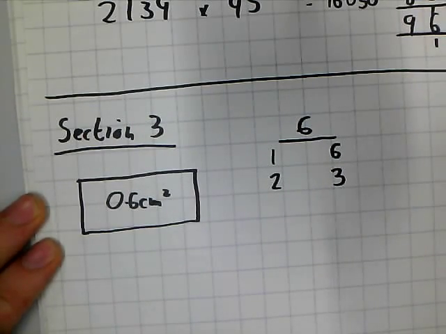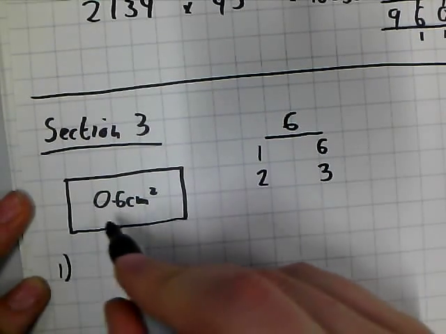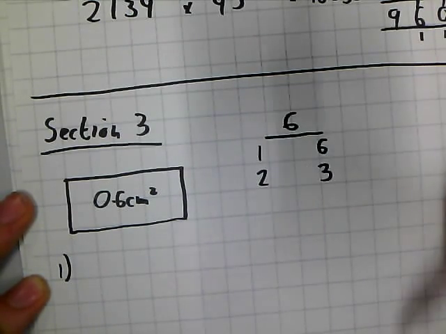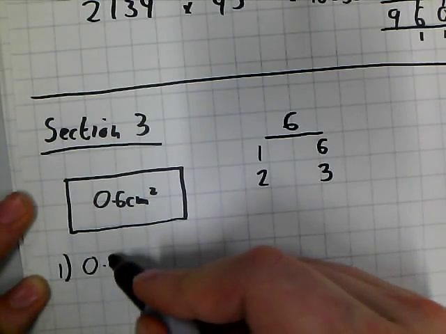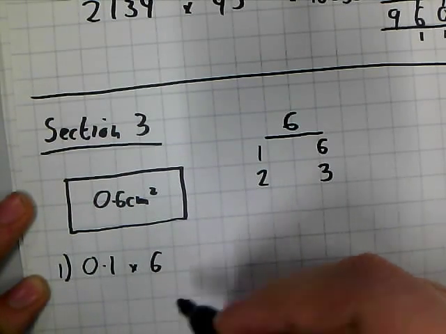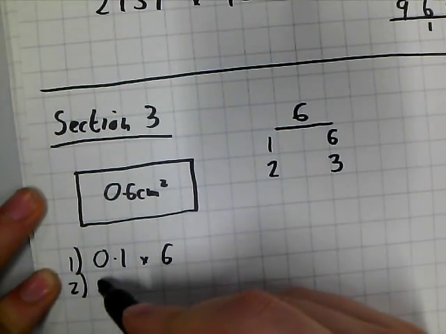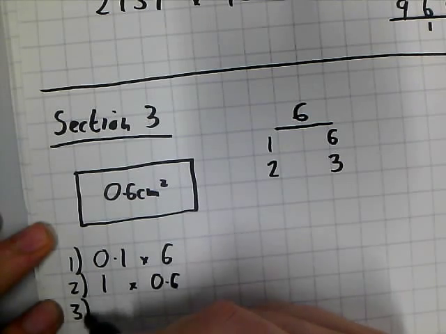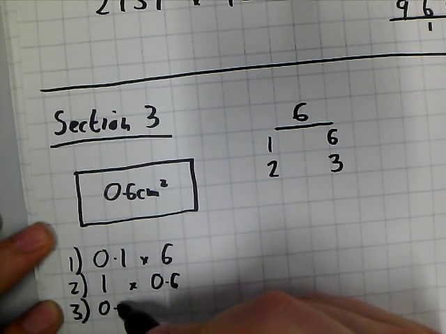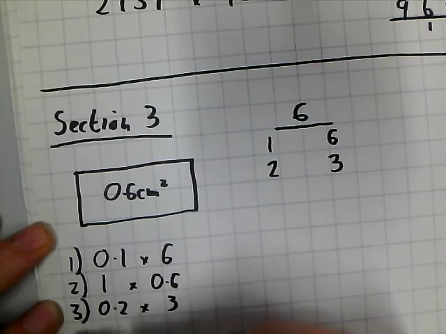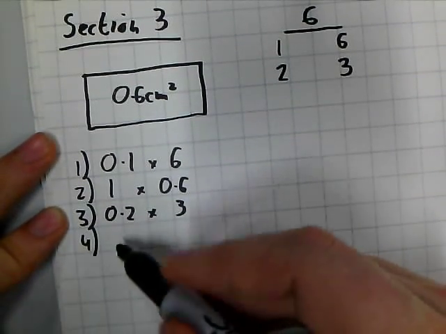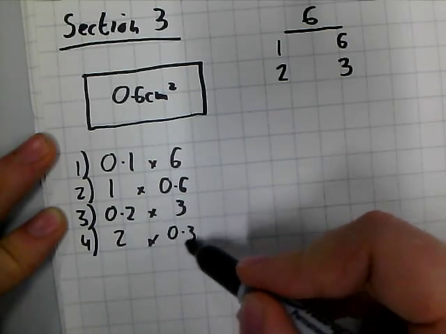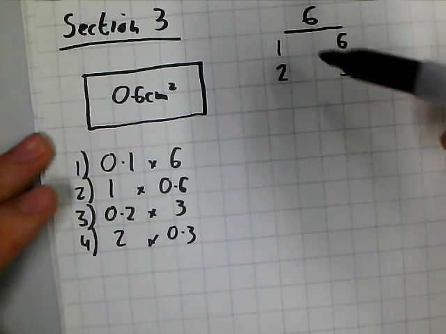So one possible result to get 0.6 is to divide one of these numbers in the factor pairs by 10. So I could have 0.1 times 6, or I could have 1 times 0.6, or I could have 0.2 times 3, or I could have 2 times 0.3. So effectively I've used these 4 numbers and made sure one of them was divided by 10.